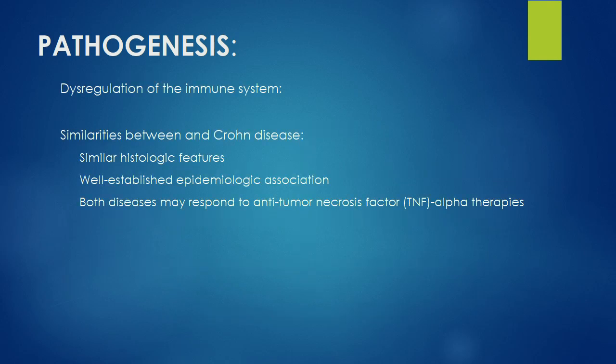Dysregulation of the immune system. Questions remain about the role of the immune system in HS, particularly whether dysregulation of the immune system is a contributor. A role for immune system dysregulation in HS is suggested by similarities between HS and Crohn's disease. HS and Crohn's disease share histologic features, and there is a well-established epidemiologic association between the two conditions. Moreover, the inflammatory processes of both diseases may respond to anti-tumor necrosis factor, TNF, alpha therapies.